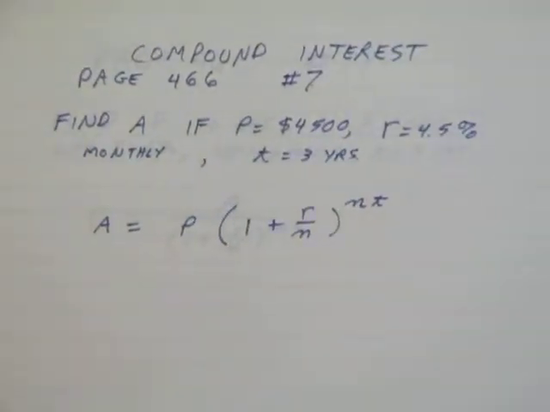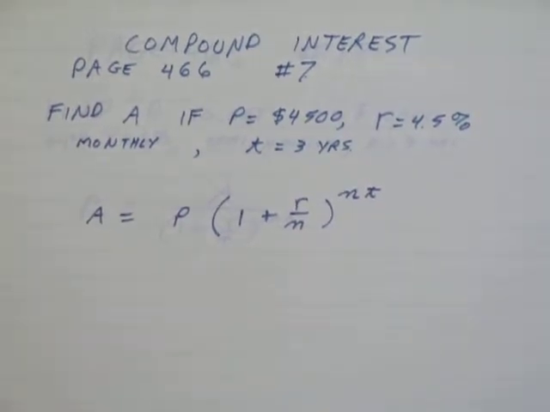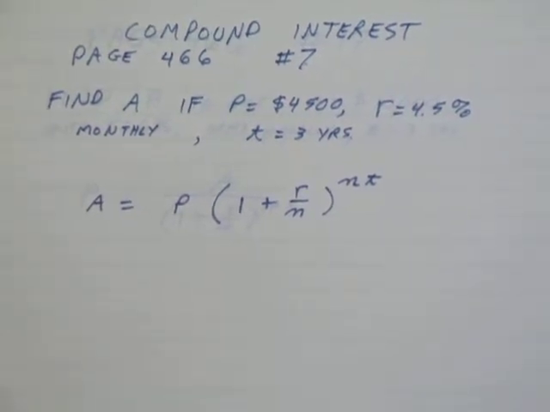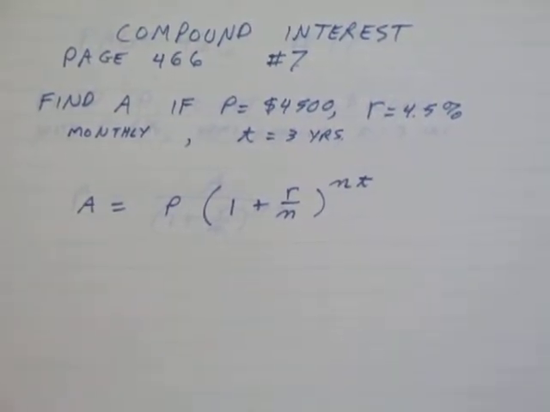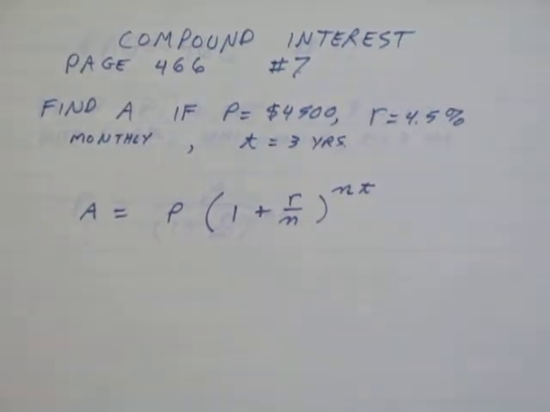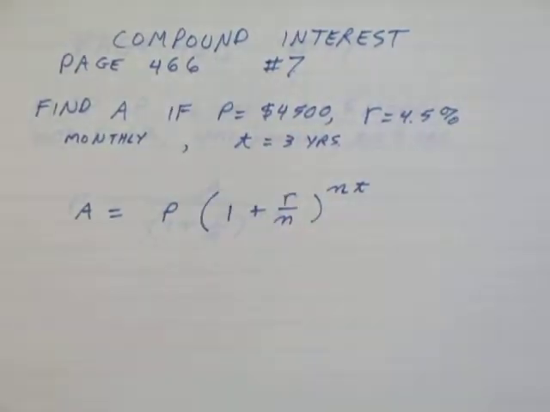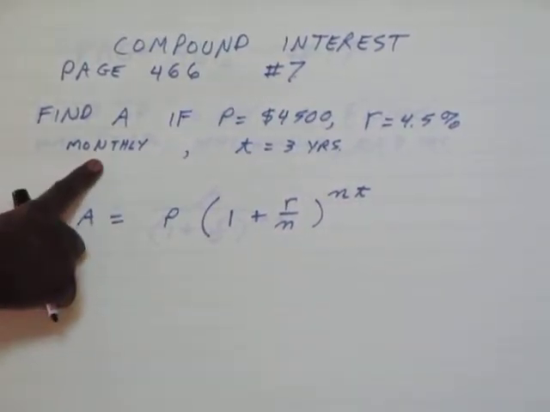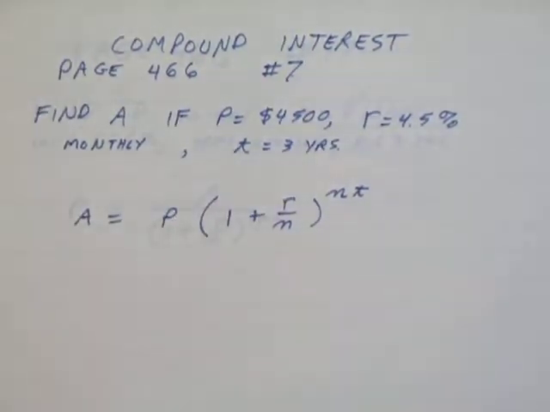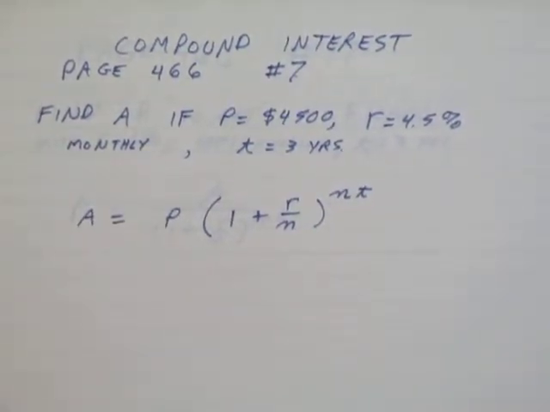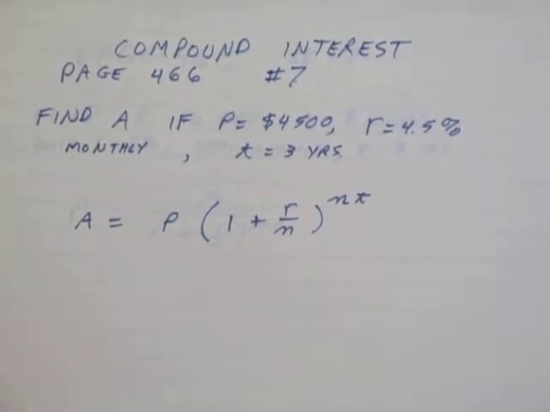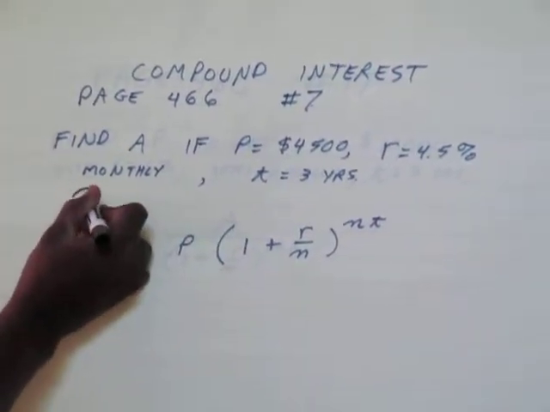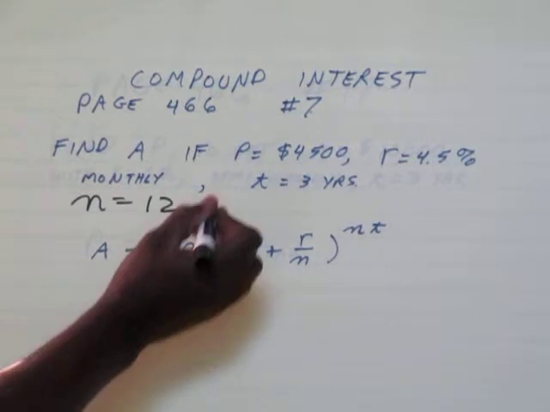The next problem is on compound interest, and this is on page 466, problem number 7. We would like to find the amount in an account where the principal is $4,500, the rate is 4.5%, compounded monthly for 3 years. Now, the first thing you have to do is interpret what is meant by monthly compounding. That means 12 payments a year. So in our formula, N is 12.